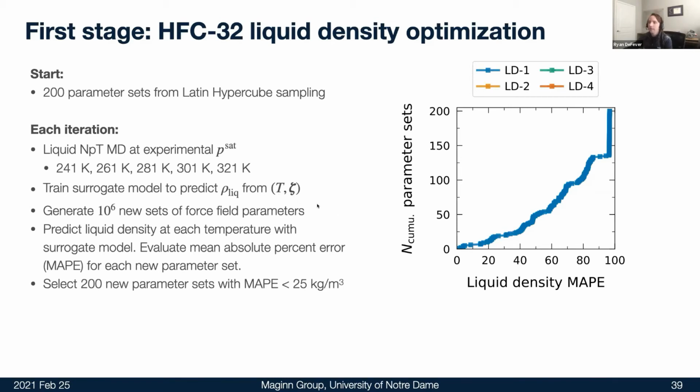We then generate 1 million prospective sets of force field parameters. For each of those, we predict the liquid density with our surrogate model, and we pick the best 200 out of those. And this is what our next round of MD simulations looks like.